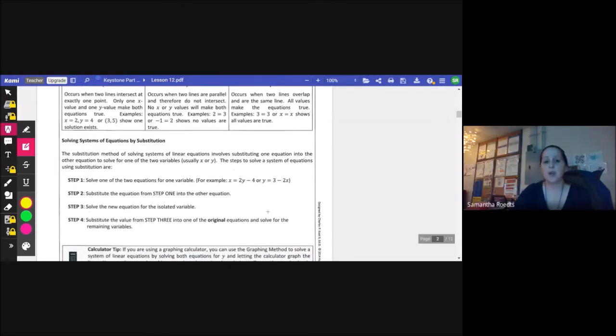Solving systems of equations by substitution. The substitution method of solving systems of linear equations involves substituting one equation into the other equation to solve for one of the two variables, usually x or y.